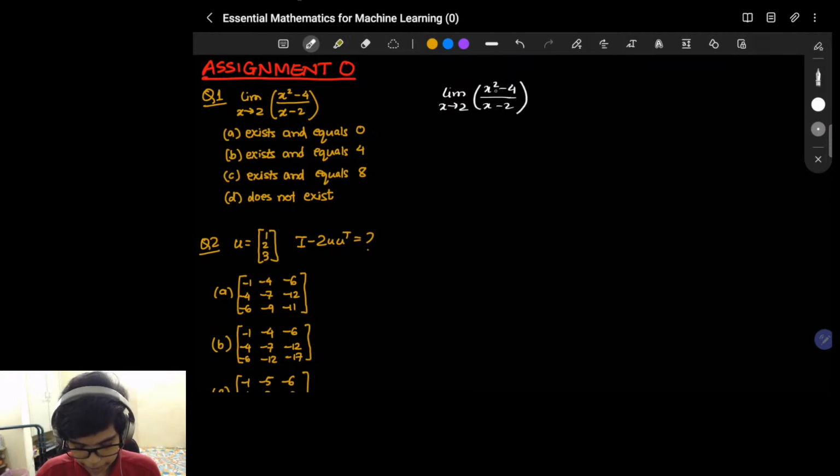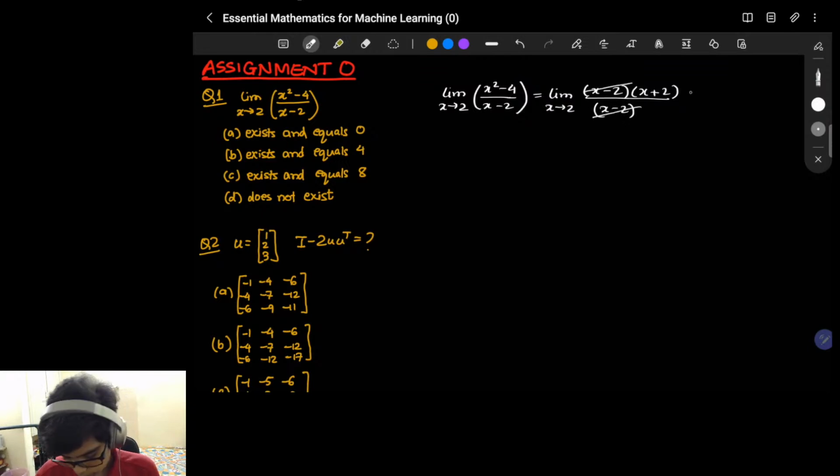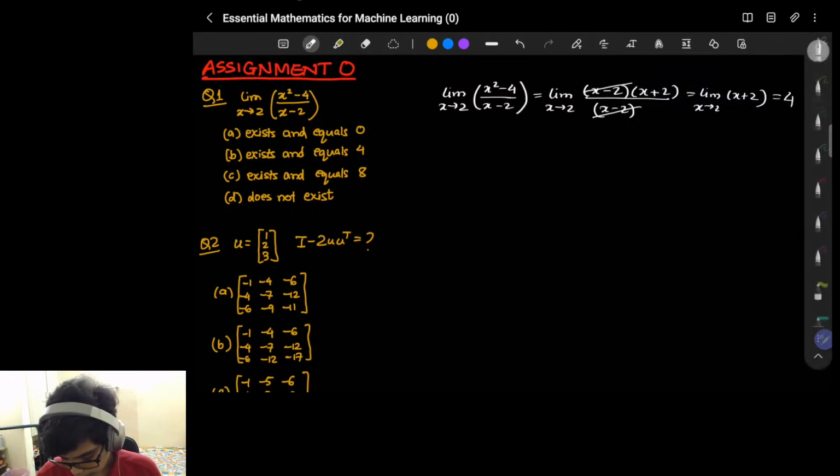Now we can factorize the numerator as follows. It is (x minus 2) times (x plus 2). Now this factor will cancel out. So we get limit x tends to 2 of just x plus 2, and this turns out to be equal to 4.